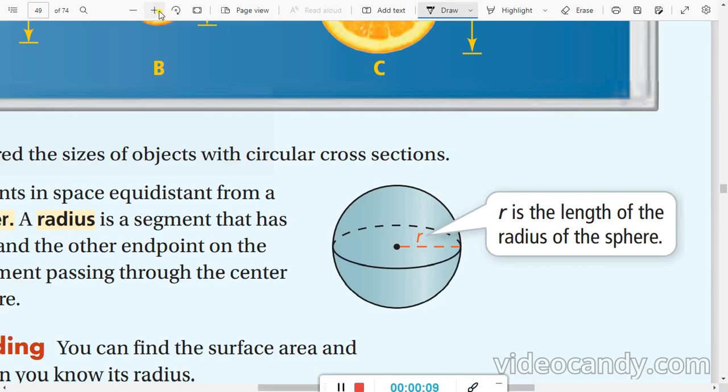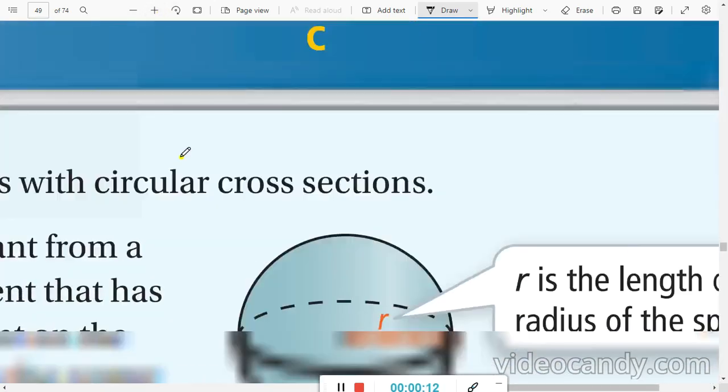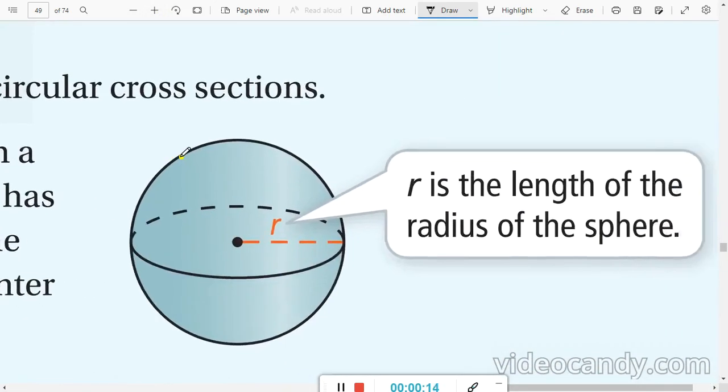As we already know, the radius for the sphere is just like the radius for a circle. It starts at the center and travels to the edge of the circle or the edge of the sphere. If it were a diameter, it would go from one end of the sphere through the center to the other end of the sphere. So if it goes all the way through, that's the diameter. And as always, the diameter is 2 times the radius.